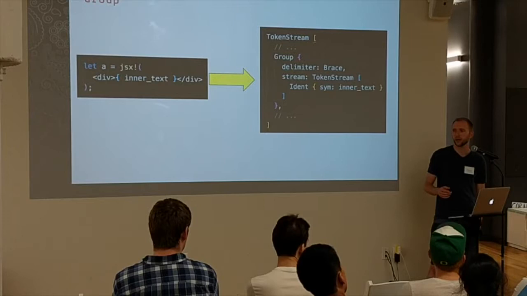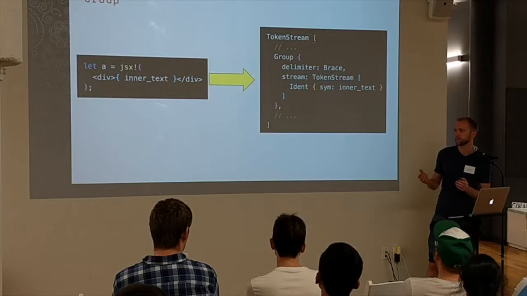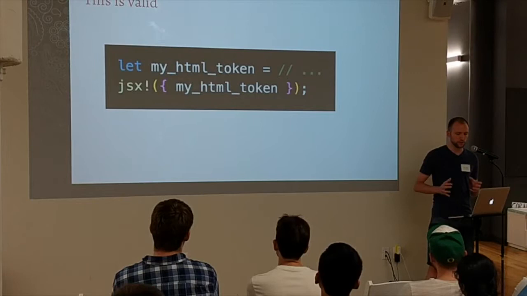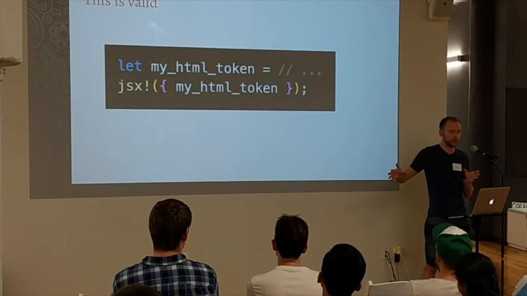This delimiter field here is accessible in your procedural macro, so you can do whatever you want. You can check on it, you can change it. So this is valid here. According to what we just discussed, using curlies, you can interpolate whatever you want. So if you do this, this should be valid JSX for the purposes of this presentation.